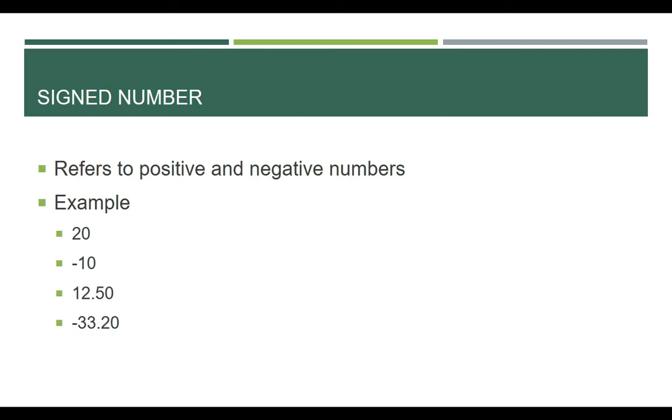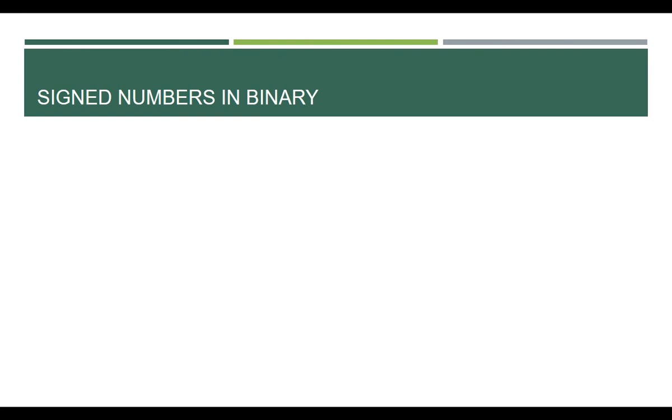Now let's take an example of signed numbers. What are signed numbers? Signed numbers are those numbers that can be in the form of positive or negative. Examples of these are positive 20, negative 10, positive 12.50, negative 33.20, and so on. So let's see how signed numbers are represented in binary.